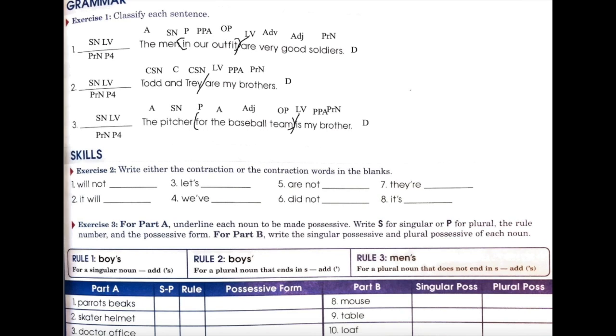Exercise 2. Write either the contraction or the contraction words in the blanks. Will not. Won't. Oops. Let's. Oh, let's go to number 2. Sorry. It will. It will. Let's. Let us. We've. We have. Are not. Aren't. Did not. Didn't. There. They are. It's. It is.